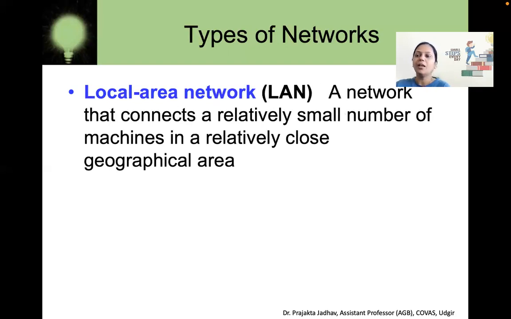Okay, then there are types of networks. There are three types of networks basically: a LAN, a MAN, and a WAN. So what is a LAN? LAN is a local area network. MAN is a metropolitan area network. And then there is a wide area network. A local area network connects a relatively small number of machines in a small geographical area, for example, within your computer hall. If you go to your computer hall, all the computers are connected to each other. That is a local area network. You can transfer information from one PC to another PC.